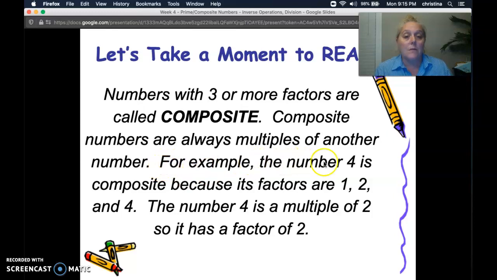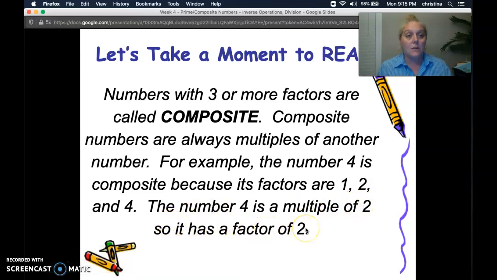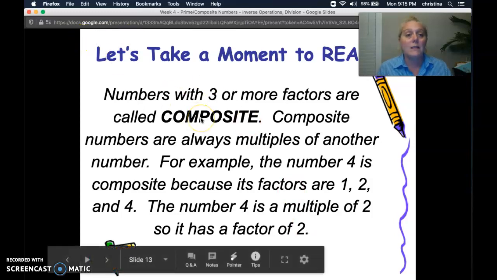So for example, the number 4 is composite because its factors are 1, 2, and 4. So that's 3 factors. The number 4 is a multiple of 2, so it has a factor of 2. If you count by 2s, you can get to 4, which means that 4 has a factor of 2. All right, so that's a composite number.